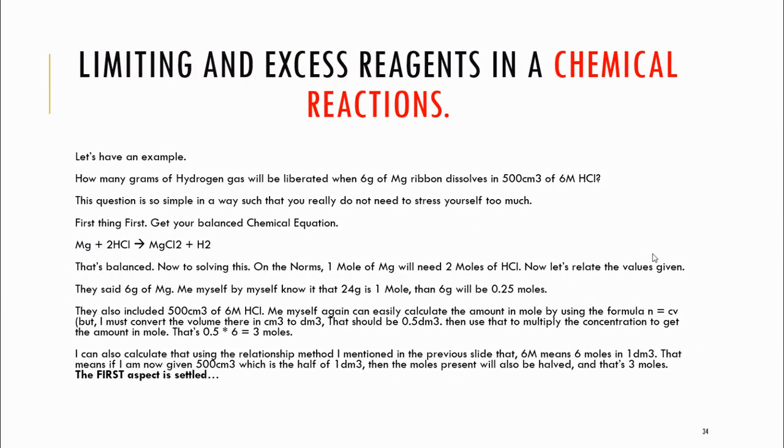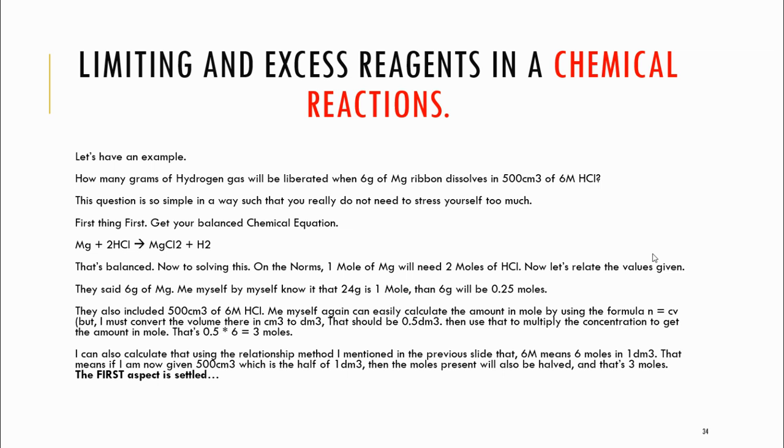So, limiting and excess reagent in a chemical reaction. How many grams of hydrogen gas will be liberated from 6 grams of magnesium ribbon dissolved in 500 cm³ of 6 molar HCl? In this case, just get the moles of these two. 6 grams of magnesium. Don't forget, 1 mole of magnesium is 24 grams. So 6 grams will be 6 divided by 24, that's 1 over 4. That's 0.25 moles. Then 0.25 moles is now reacting with 500 cm³ of 6 molar HCl.